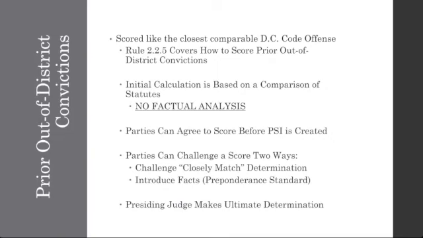Now, if the parties do want to challenge the PSR, they do so in 2 ways. They either challenge the closely matched determination and say a different statute closely matches the offense instead, or this is the time when the facts are introduced, and this is done by a preponderance standard, that the underlying facts do not match what the elements of that DC offense are. The presiding judge ultimately makes the final determination of what the proper scoring and comparable DC offense is.